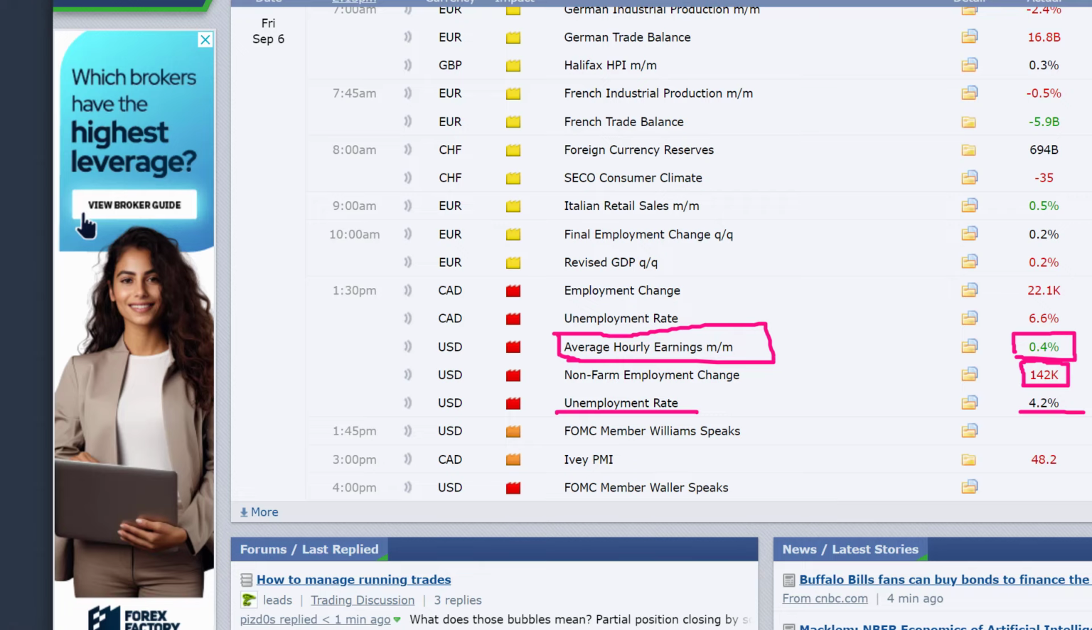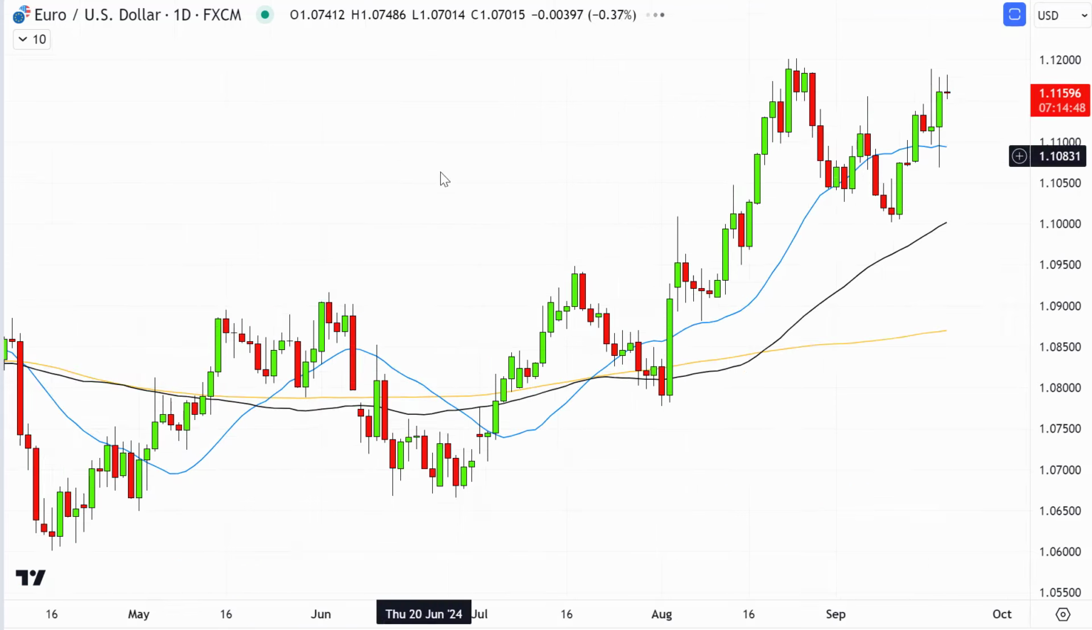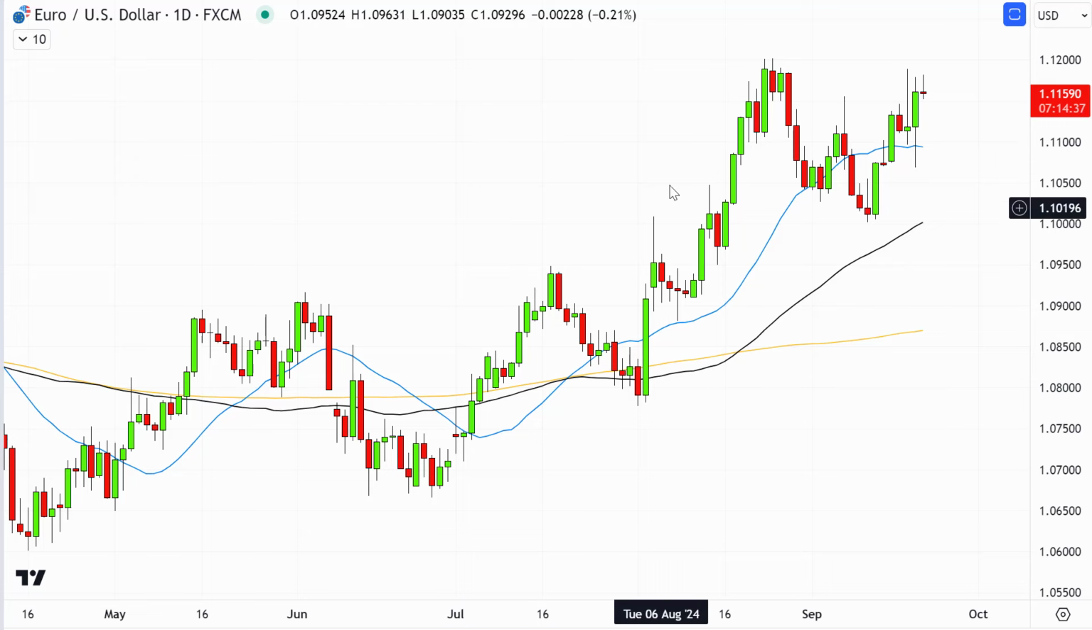So the key with a lot of news announcements is the potential for, go back to the daily chart here, sub-reports within a report. So you get your headline report, like the jobs numbers there, but you've then got to look at the sub-reports within it, which can swing a market back the other way.